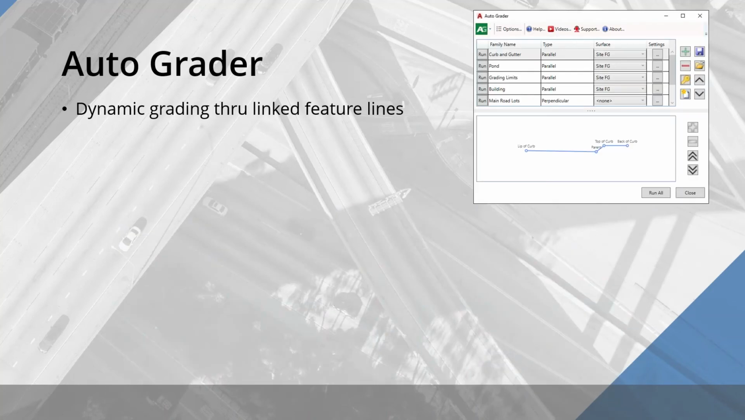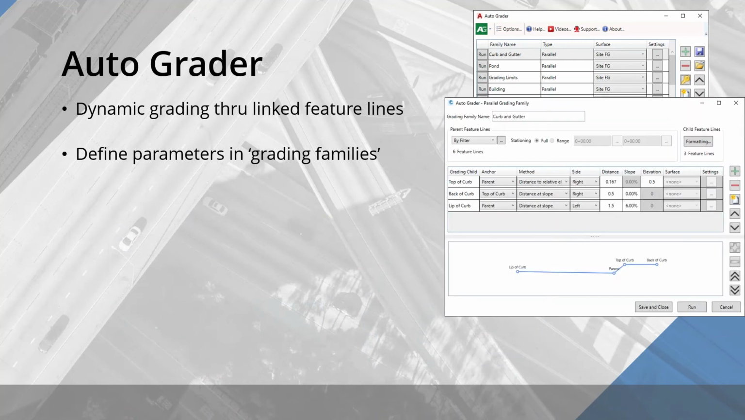So many different applications with Corridor Mapper. We're just going to leverage it for a couple of its features today. The other tool we're going to use is called AutoGrader. This is dynamic grading through linked feature line sets. It uses standard feature lines, but automates the grading of them.